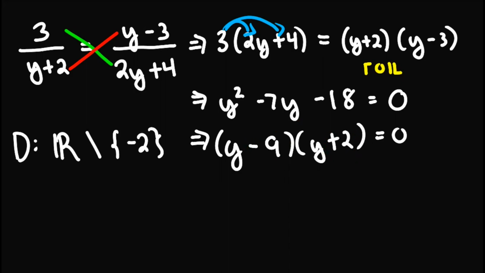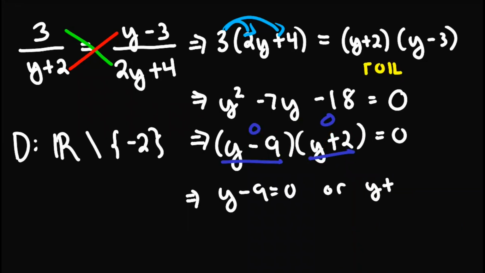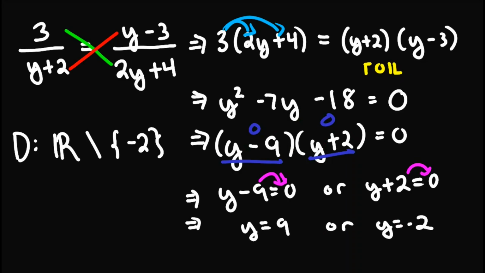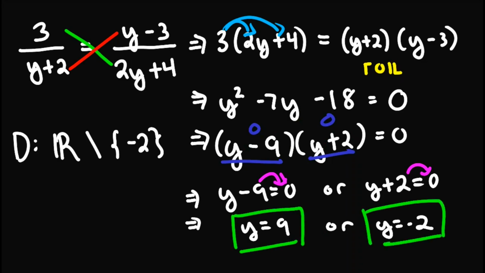And from here, we can conclude that for this equation to hold, either this is equal to 0 or this is equal to 0. So we'll have y minus 9 equals 0 or y plus 2 equals 0. Simplifying these, we'll move this one out here and this one out here to obtain y equals 9 or y equals negative 2. So we have y equals 9 and y equals negative 2.